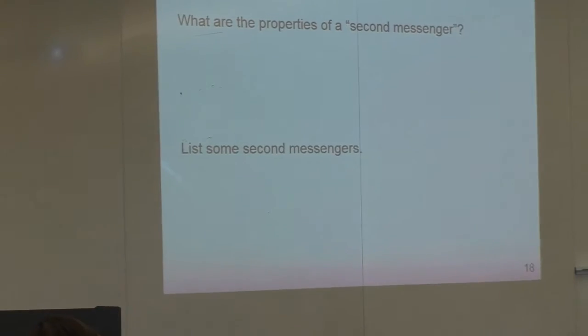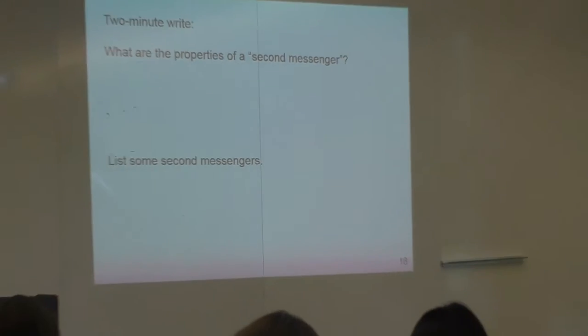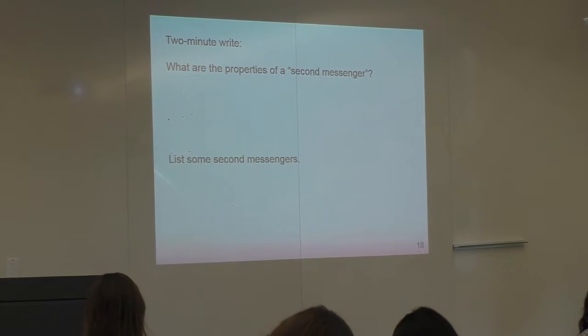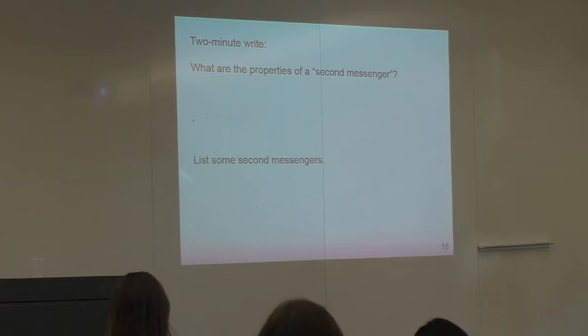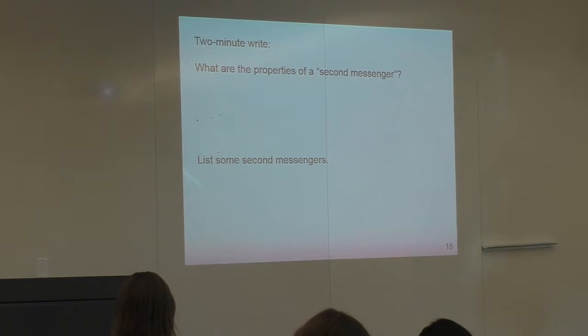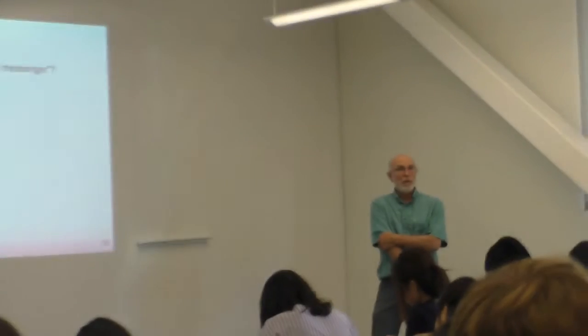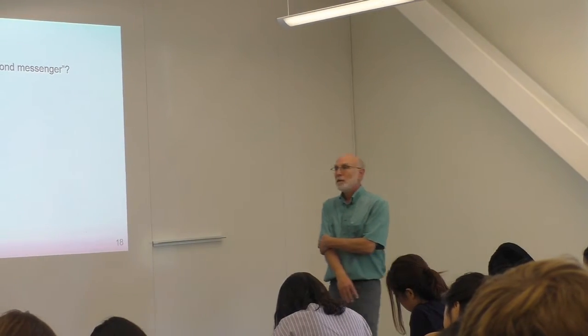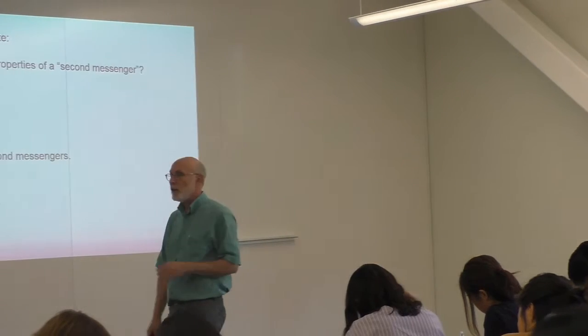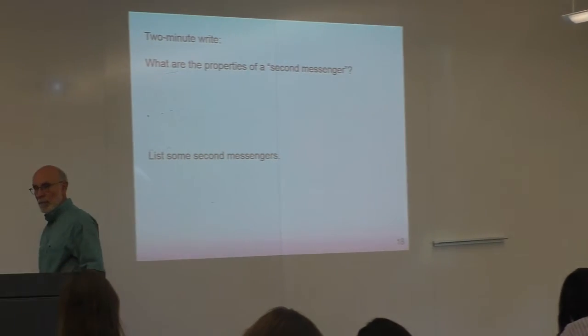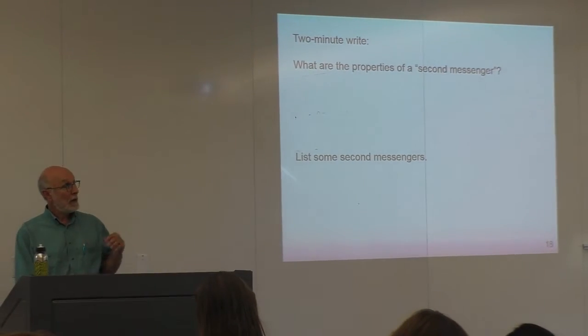Okay, so let's do a 2-minute write, and then we'll take a break. Tell me, what are the properties of a so-called second messenger? And then list some of the ones that we've talked about in class today, and others that you may remember from AP1 or others. You can work together on this and come up with a list, and then we'll talk about it, and then we'll take a break.